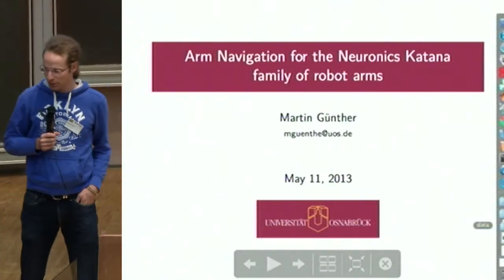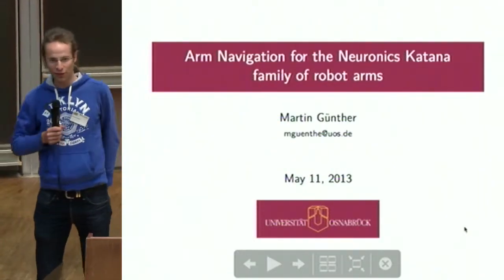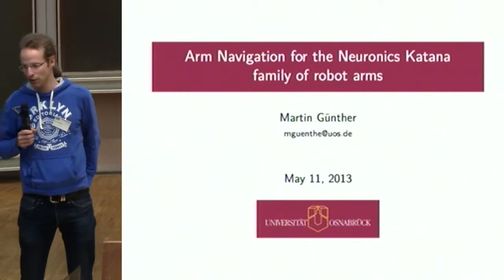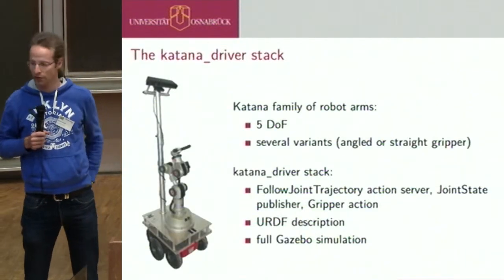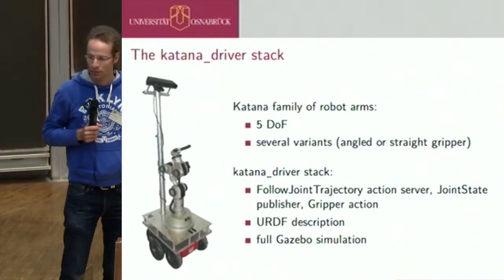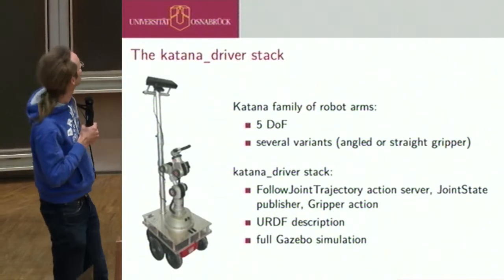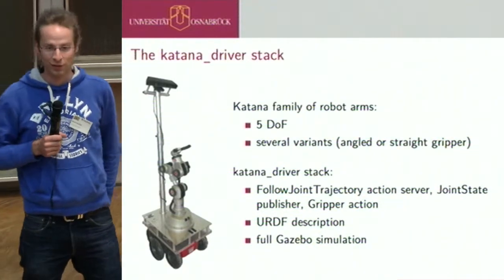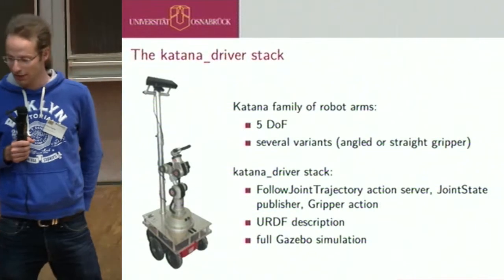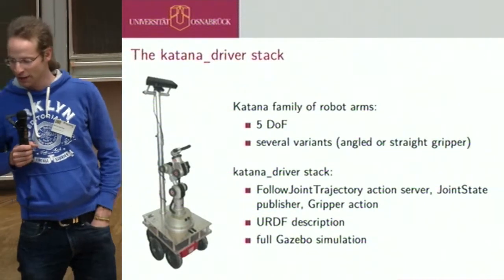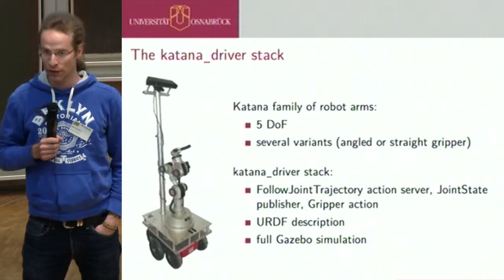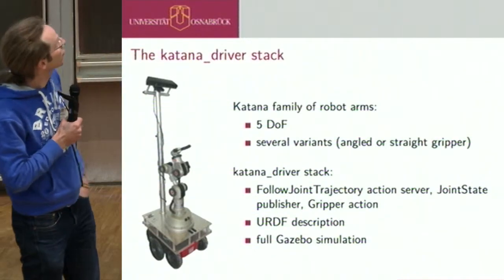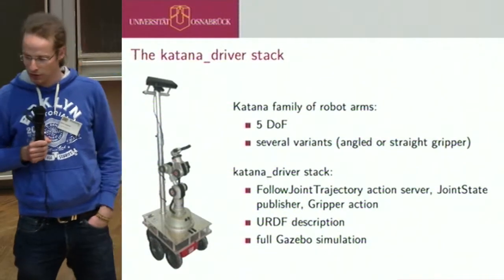Hi, my name is Martin Günther. Today I'm just going to give a very quick teaser for the integration of the arm navigation pipeline on the Neuronics Katana arms. This is the Katana on our Cortana robot here. We couldn't afford a PR2, that's why we bought a Katana. The Katana arms all have 5 degrees of freedom. There are several variants. This one has an angled gripper. There are also ones with a straight gripper.